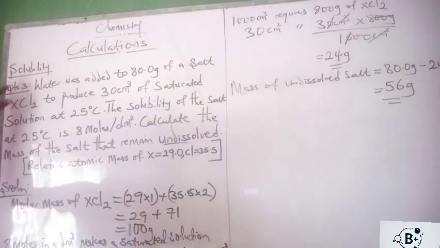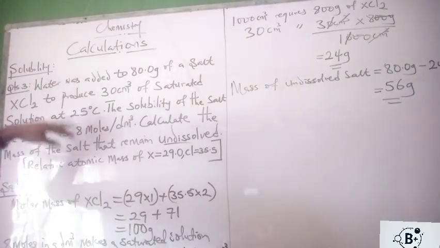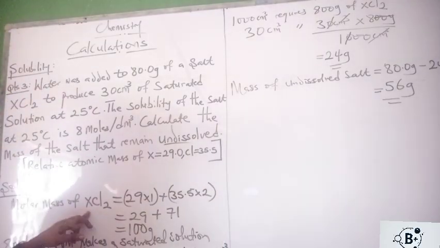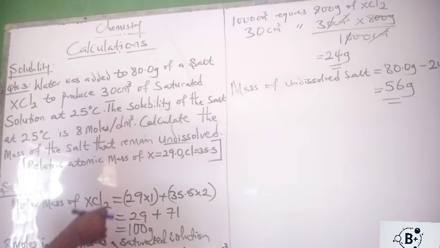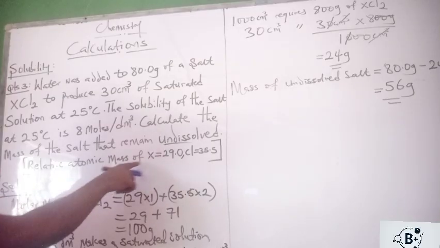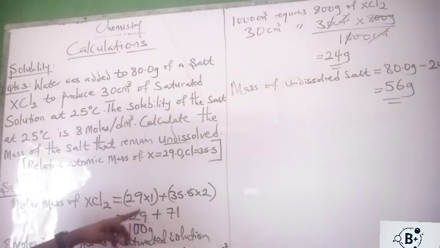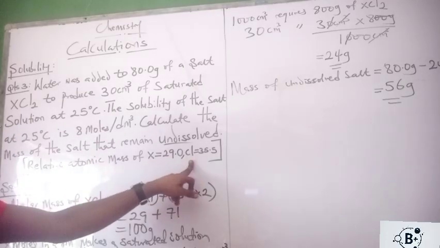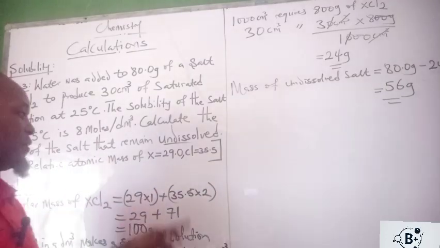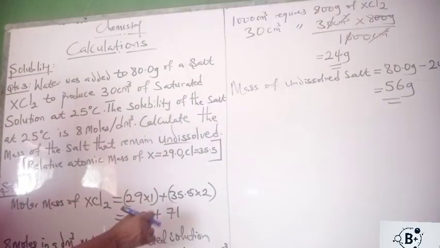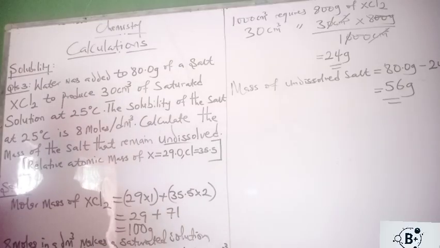So this is how we solve for undissolved salt. So first, let's quickly run through it again. First, we calculate the molar mass of the salt that is given to us, which is SCl2. Now 29 is the relative atomic mass of the S. Then we have one atom of it, so times 1, which is 29. Then 35.5 is for chlorine, so 35.5 times 2 gives us 71. So the summation of the two gives us 100 grams.